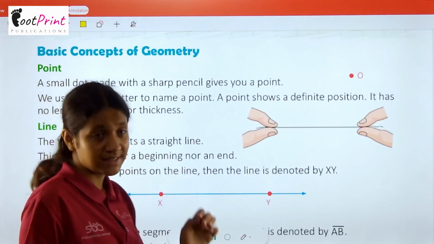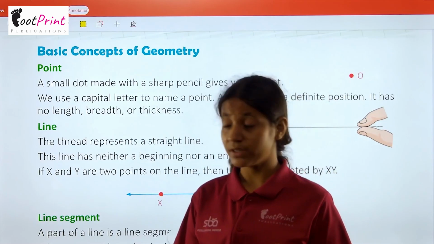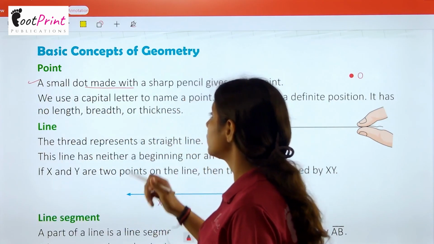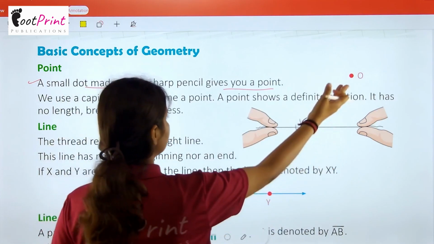Now we have the basic concept of geometry. So point. What is a point? So a small dot made with a sharp pencil gives you a point like this.